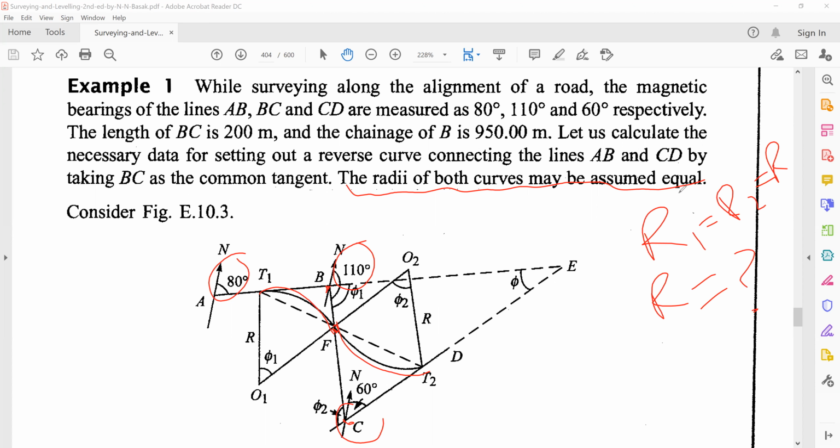If you remember from the starting lecture, I told you that in order to solve these, the information that you need is phi and R. The chainage is sort of extra. It doesn't help you in solving the question, but if they give you chainage, then obviously you have to find out the chainage of the starting point of the curve and the ending point of the curve.